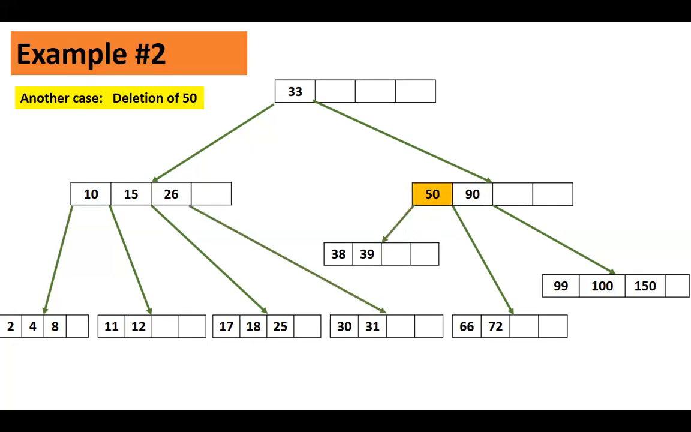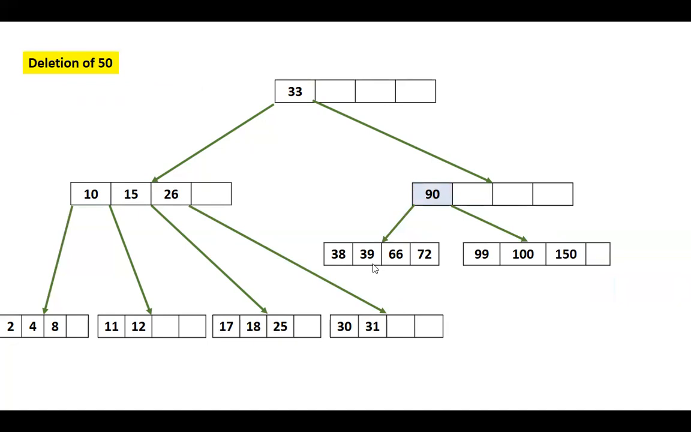Now let us look at another scenario. Fine. Now you are deleting 50 here. 50 is again an internal node. So it can be replaced by its in-order predecessor or in-order successor. Now the in-order predecessor has only the minimum keys, so it cannot be replaced. The in-order successor also has minimum keys, so it cannot be replaced. So what is the option? The option is to merge these two nodes. Now these two nodes will be merged and 50 will be deleted.